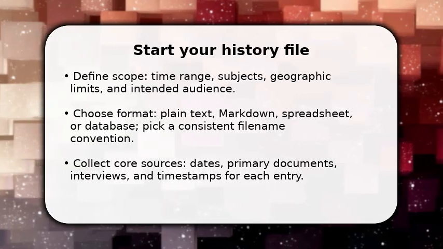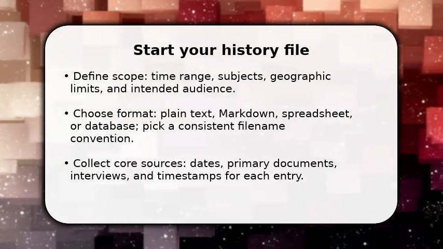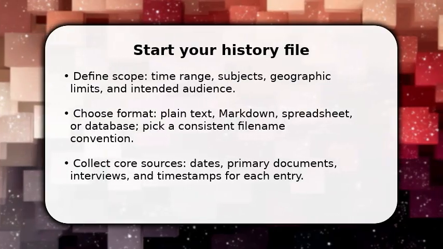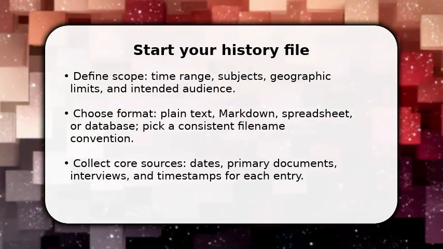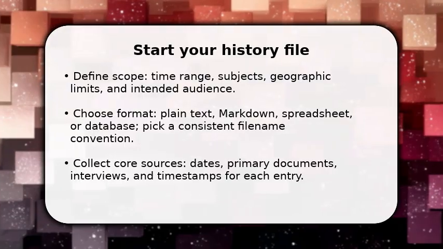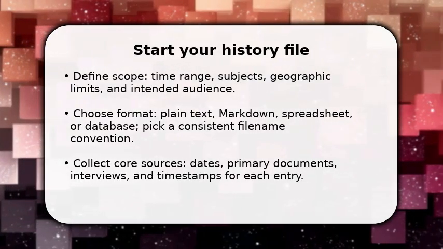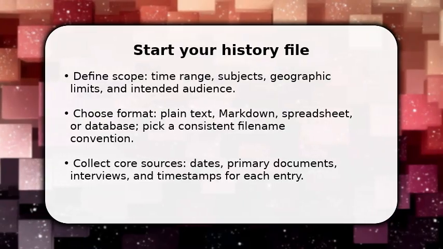Enjoy the video. You begin by narrowing scope and locking format so you can work fast. Once chosen, create a dated file name and a top-level header that states scope and version. Next, assemble core sources into one folder and capture key metadata: who, when, where, so entries aren't guesswork later.